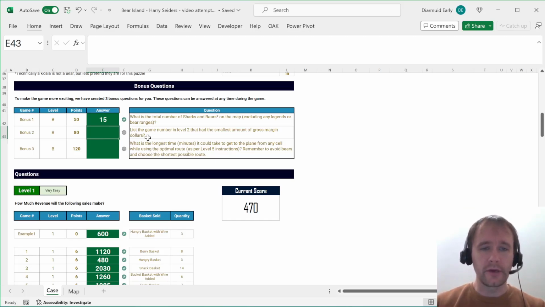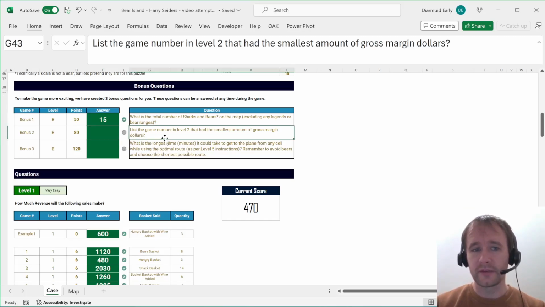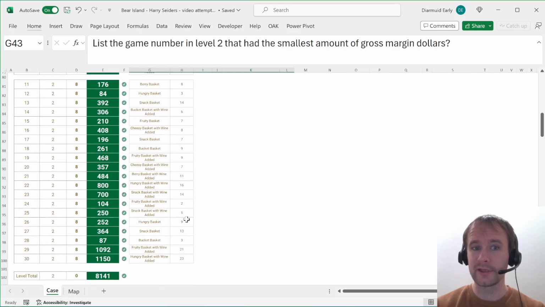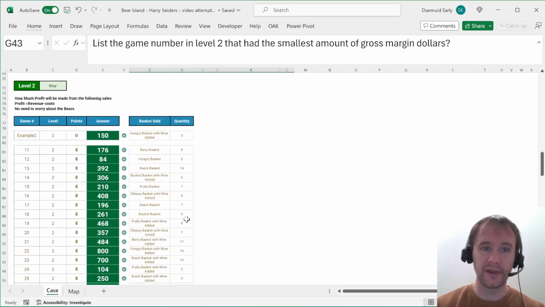So that's the kind of thing you can look at if you're getting short on points. The other thing is sometimes there are questions that just reference the results of a level. I skipped over reading the bonuses at the start, but it is worth taking a few seconds to see. If you see a question like this, list the game number in level 2 that has the smallest amount of gross margin dollars, then it's well worth thinking to yourself, okay, as soon as I'm done with level 2, I should go get that.